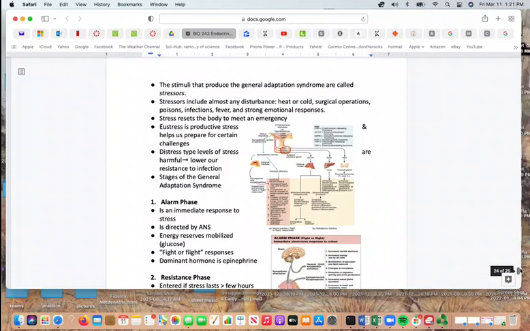It resets the body's need to meet an emergency. So some stress is actually good. Eustress is a productive stress that helps prepare us for certain challenges. So going to school is generally considered a eustress because it should result in something positive in your life in the end. You're going to have personal growth from it. Distress is going to be harmful. It's going to lower your resistance to infection.